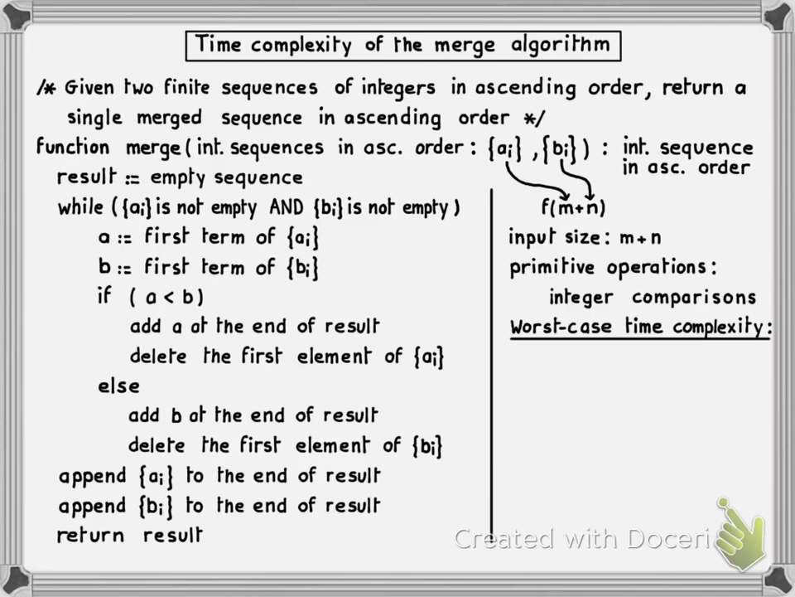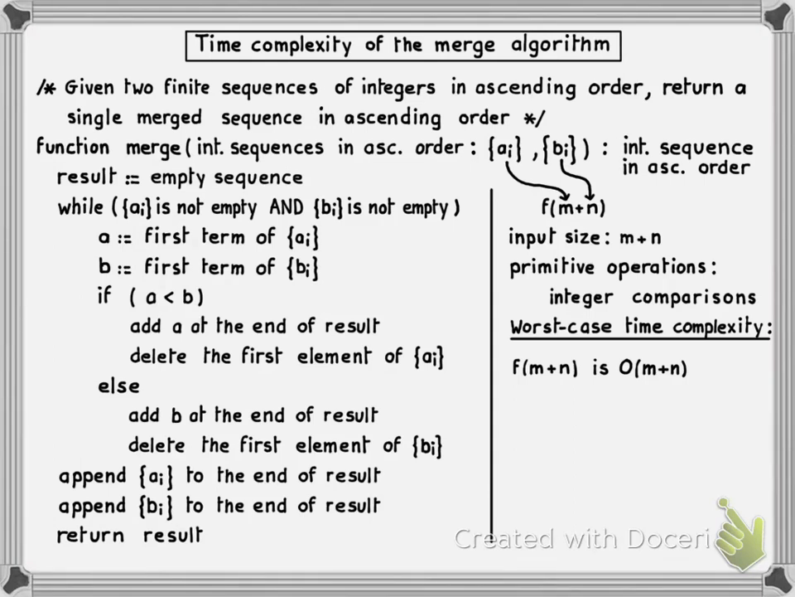So this argument already allows us to conclude that the runtime of this algorithm, f of m plus n, is big O of m plus n. In other words, an upper bound for the runtime of this algorithm is directly proportional to the value of m plus n.